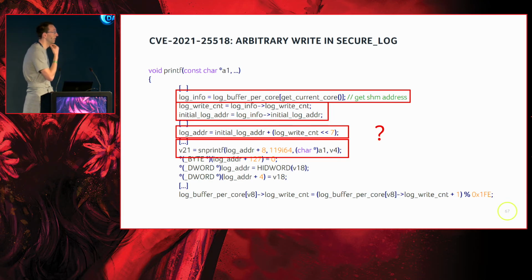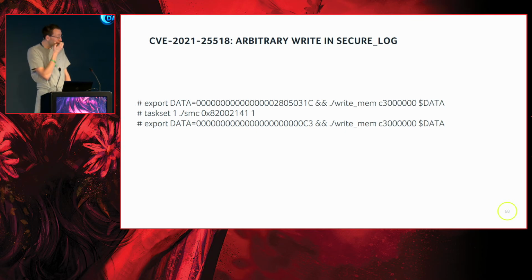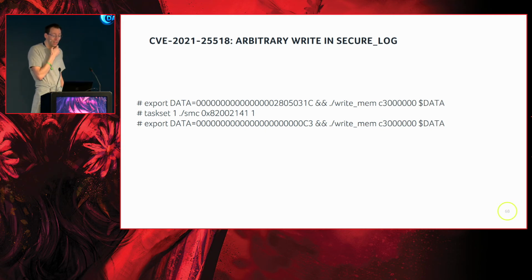But what is missing? Where is the check that we don't specify an overly big write counter? Where is the check for the base address? Well, it's not there. So the ring buffers are at C3000000, one for each core. They get incremented addresses by roughly 10,000 hex.